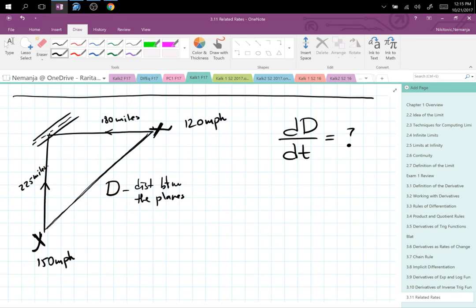Now, I need to label the rest. I have 180 miles, and I have 225. We're going to agree that this side is y, because that's the vertical as we look here, and this is x. So the first equation we can write is the one that you all want, which is x squared plus y squared is equal to d squared.